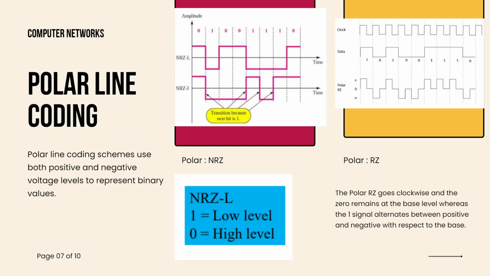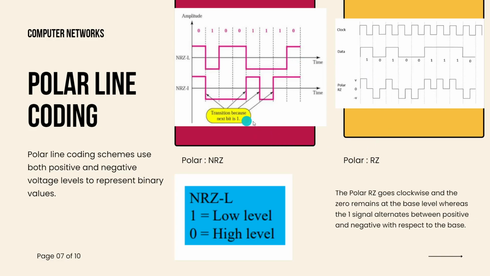Now moving onwards to polar line coding. In polar line coding, it is of two types: polar NRZ and polar RZ. Now to simplify this, in polar NRZ, 1 is at the low level of the base, and 0 is at the high level. We can see 0 is above the base and 1 is below the base.